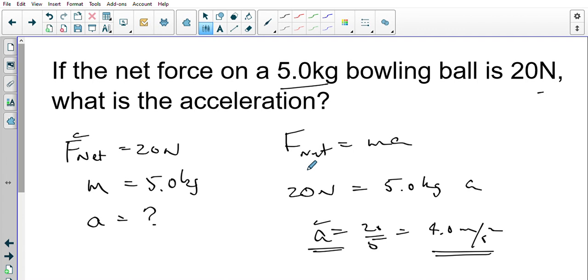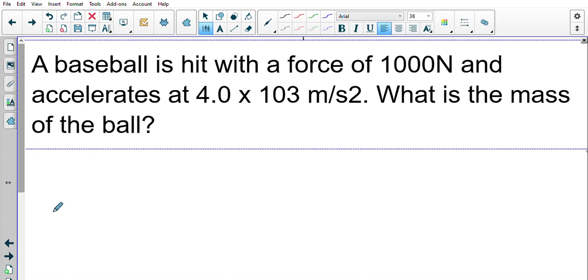There we go. Let's put our vector signs on top of those things, because those are vectors. Mass is not a vector. I'm getting fat in a certain direction. No, it doesn't work that way.